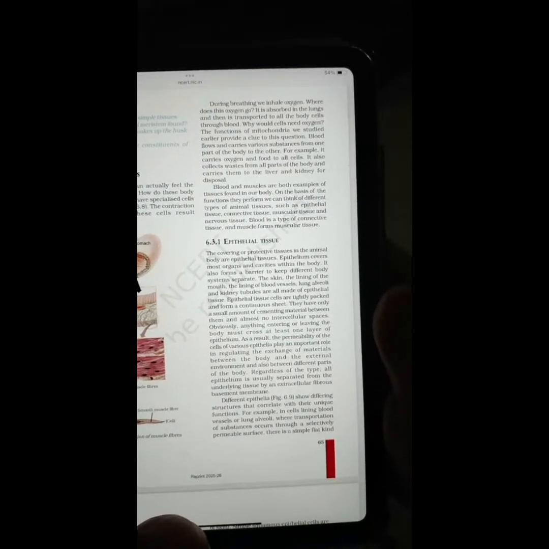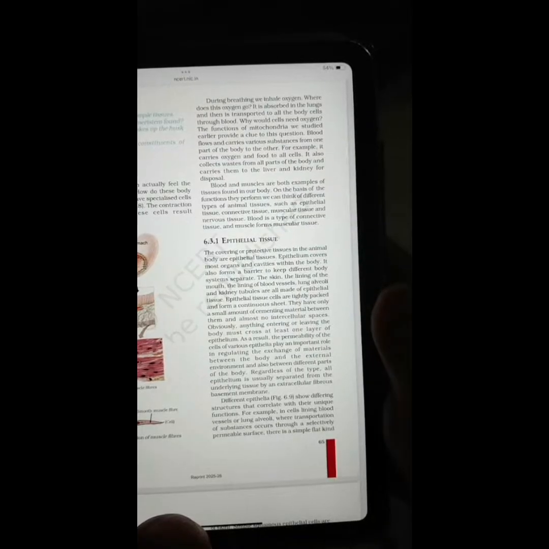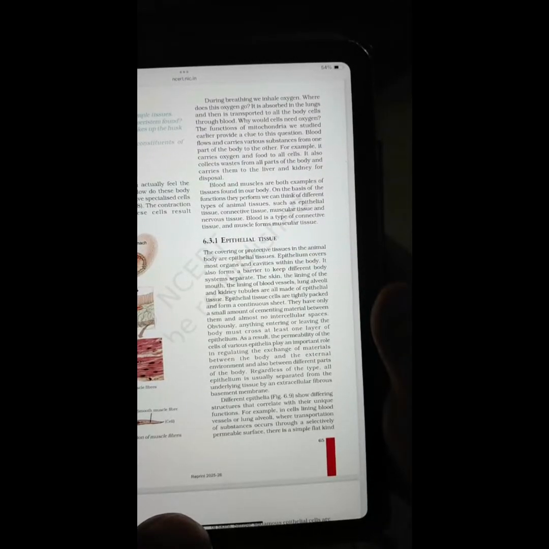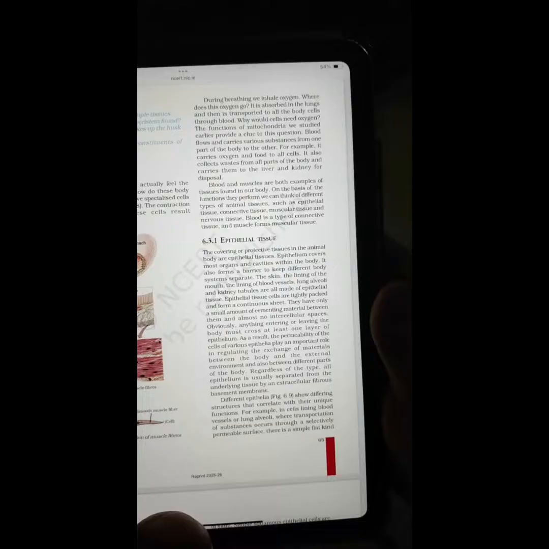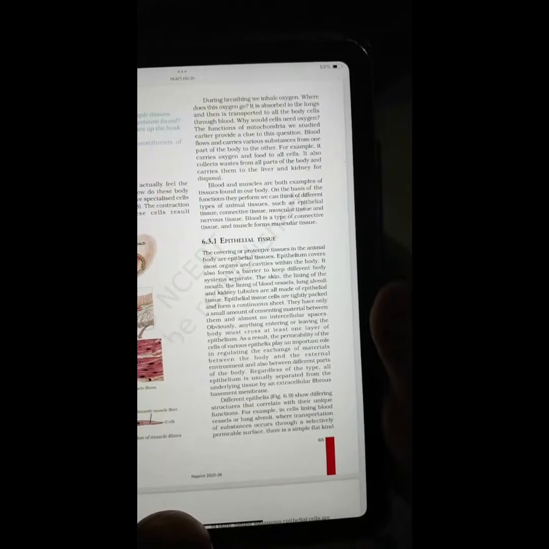During breathing, we inhale oxygen. Where does this oxygen go? It is absorbed in the lungs and it is transported to all the body cells through blood. Why would cells need oxygen? The function of mitochondria we studied earlier provides a clue to this question. Blood flows and carries various substances from one part of the body to another.